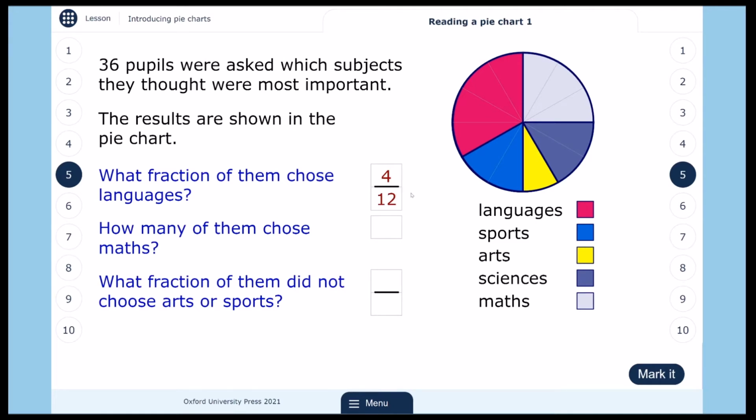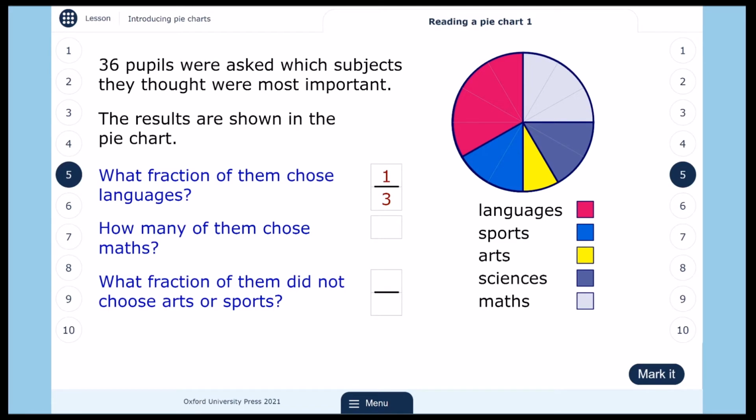Now this fraction does cancel down, and so if I say 1 out of 3, that's dividing the numerator and denominator by 4, that is also equivalent. In the second question, it asks how many of them chose maths. Maths is the grey colour, which represents 1, 2, 3 out of the 12 sections, or 1/4.